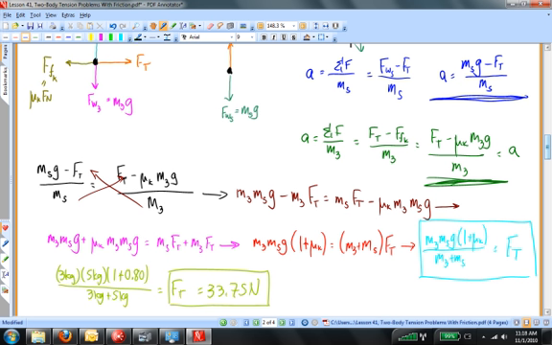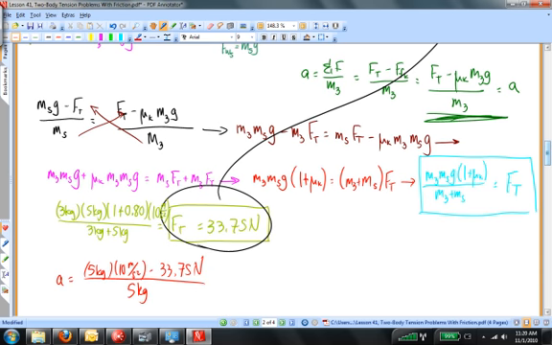Now I want to figure out what the acceleration is, and it doesn't matter which equation I plug it back into, but I'm going to take this string tension and put it into the first acceleration equation and solve for what the acceleration is. And now I'll put it into my calculator, and I find that the acceleration is 3.25 meters per second squared.